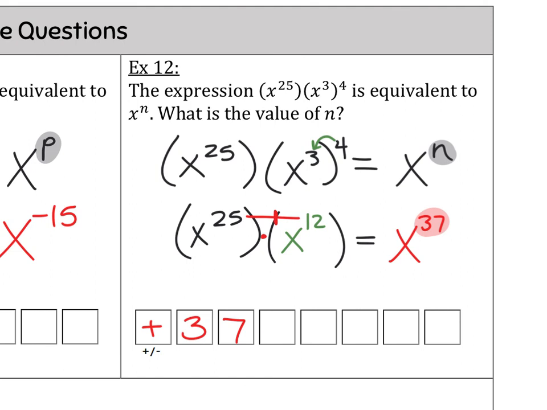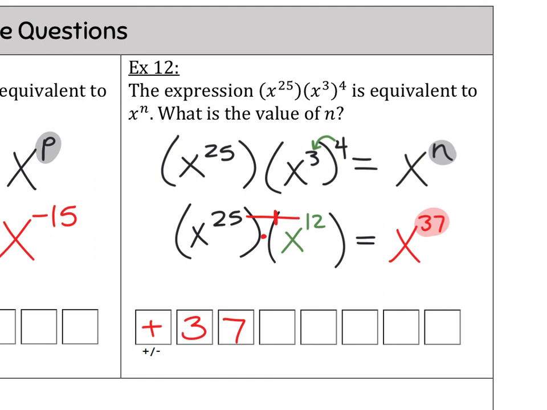Do you have to put the plus? You do not have to put the plus. You have to put the minus. I like filling in the box because I don't like leaving blanks. So I like putting the plus or the minus. I mean, you have to put the minus, but you don't have to put the plus.